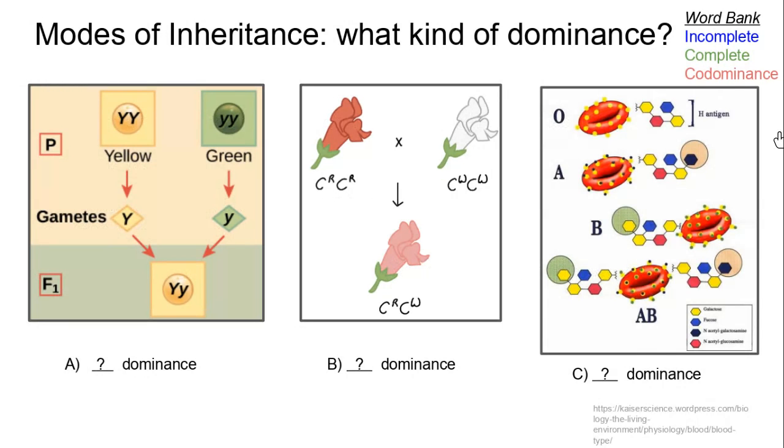All right. Let's see. I'm going to write a chat here. We're going to answer these three. So your answer to these will be either incomplete, complete, or codominance. So there's some dominance here, dominance here, dominance here. And these are showing you the classical examples that we learn in genetics of different modes of inheritance. So let's see if you can correlate them. I'm going to set up a poll now because I'd like everybody that is there to participate.